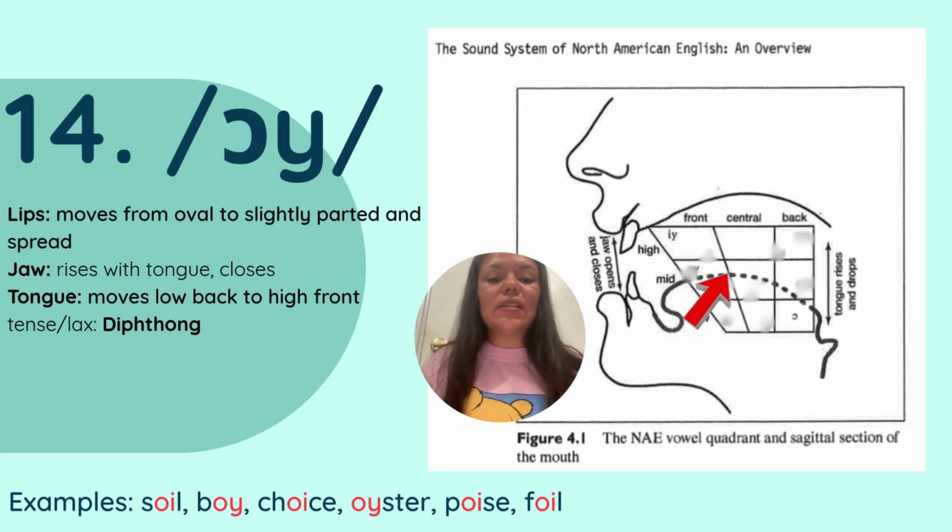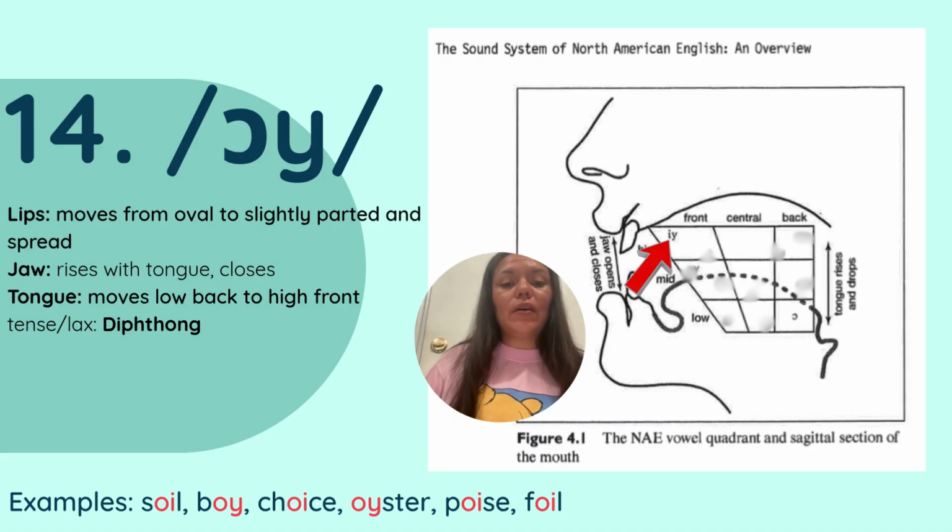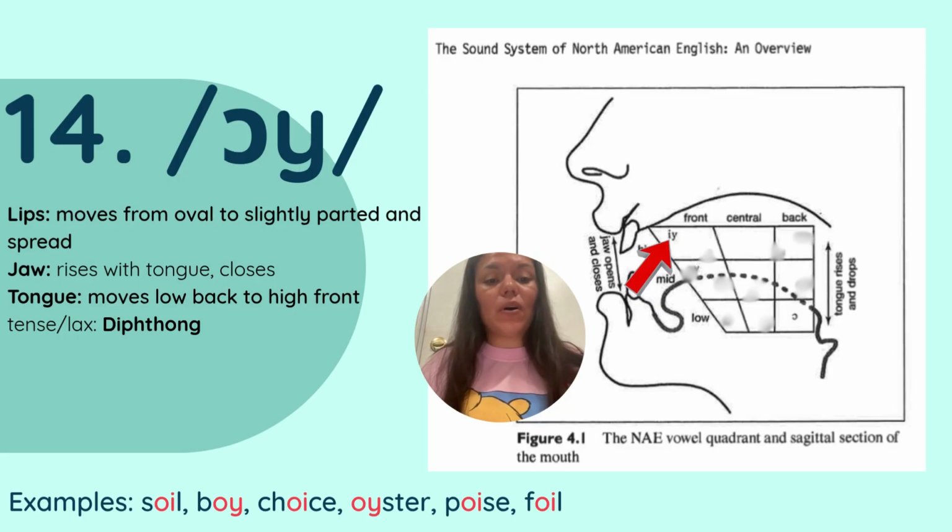Our final diphthong of the day is oi. Now, oi is created when the lips move from an oval to slightly parted and spread. Oi. Our jaw rises with the tongue and closes, and our tongue moves from low in the back here to high in the front over here, again making this a diphthong.